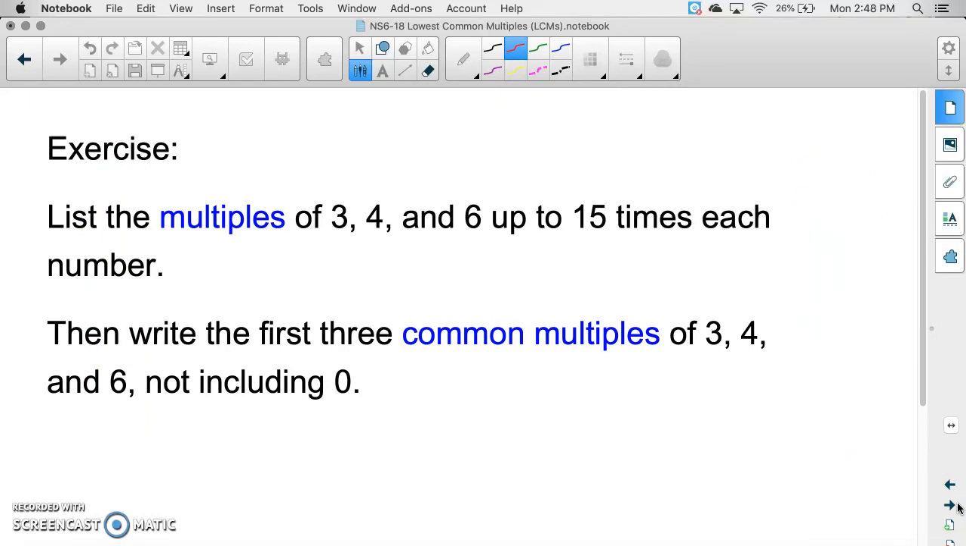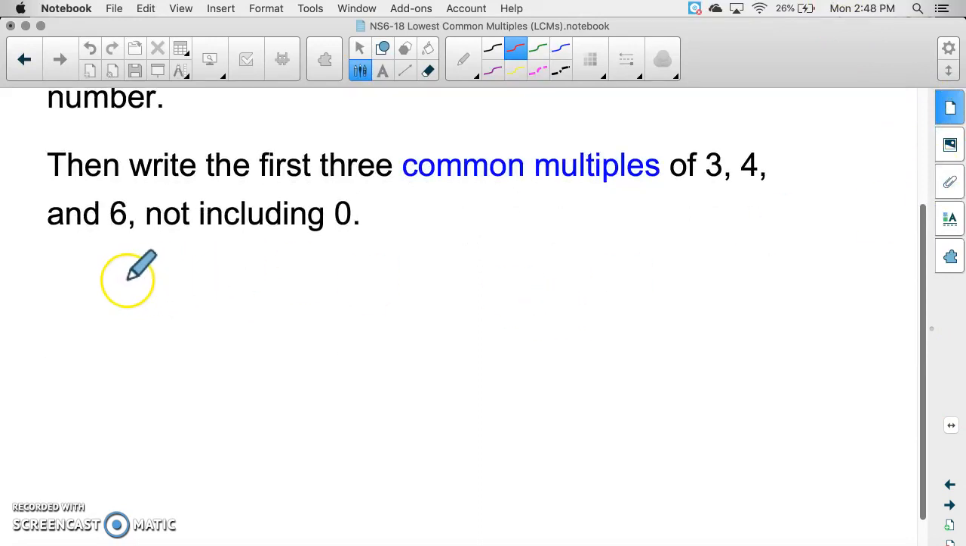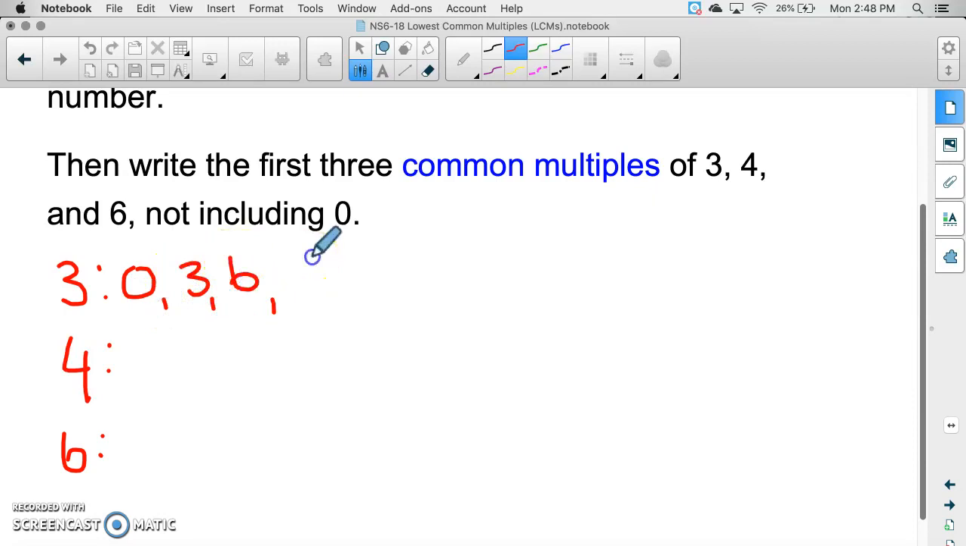So you're going to list the multiples of 3, 4, and 6 up to 15 times each number. And then you're going to write the first 3 common multiples, not including 0. So on your whiteboard, this is how you would set up your whiteboard. You're going to have the multiples of 3, the multiples of 4, and the multiples of 6. And you want to keep your numbers in a nice even line on top of each other so it's easy to see the multiples. Always beginning at 0, 3, 6, 9, and you're going to continue that on for the next 11 terms. So you'll have a total of 15 numbers in each row.